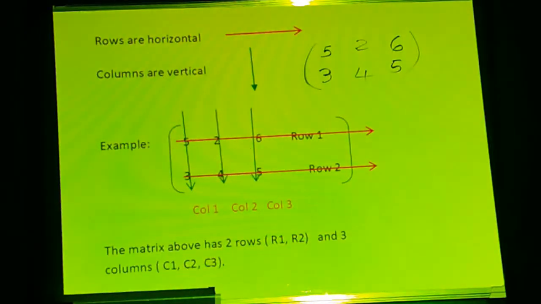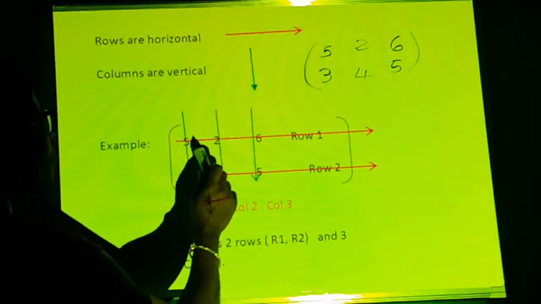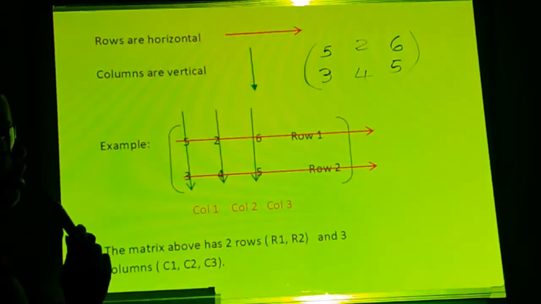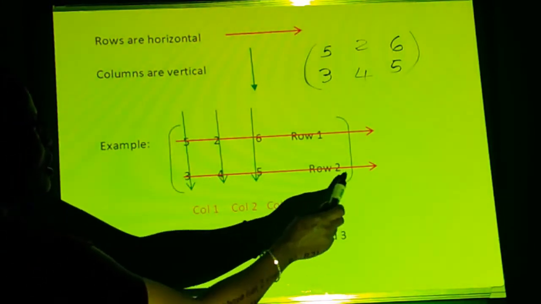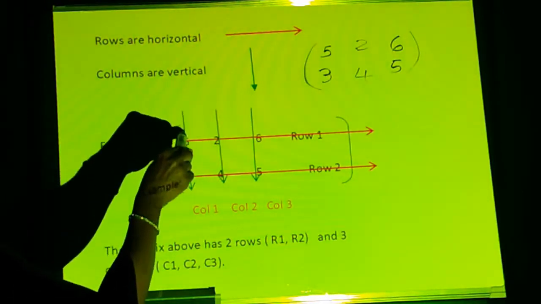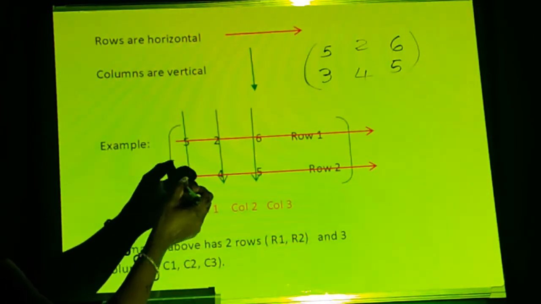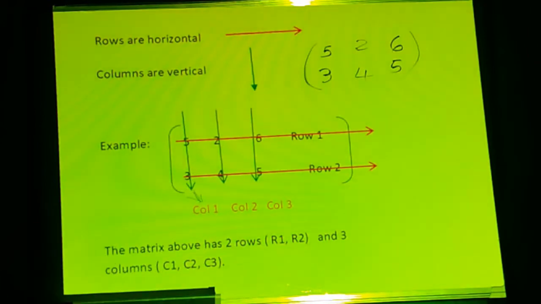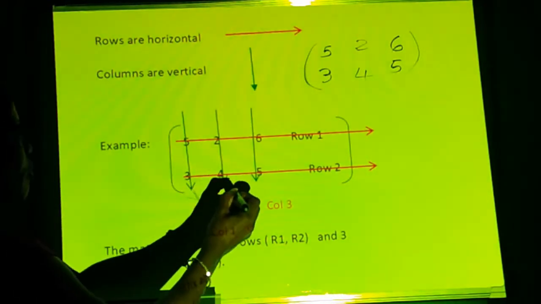So how many rows? Two rows. The first red arrow is row 1, the second red arrow is row 2. Let's look at columns now. We said earlier on that columns are vertical. So this is column 1, this is column 2.